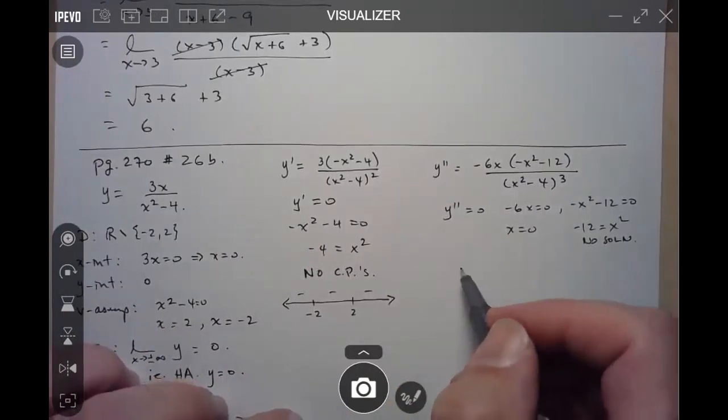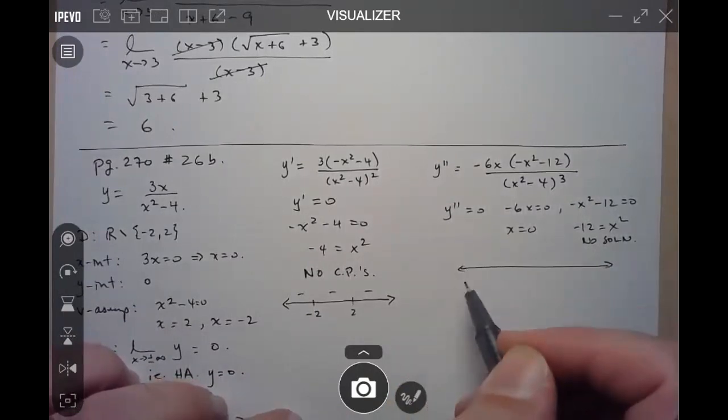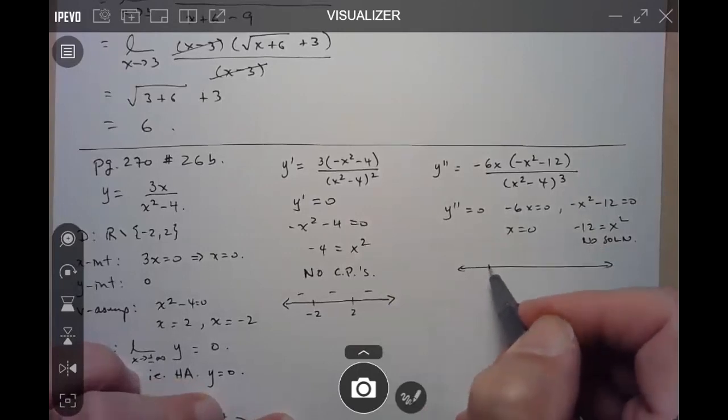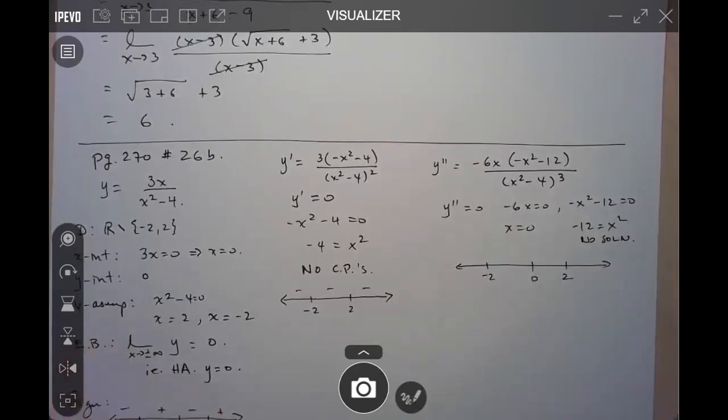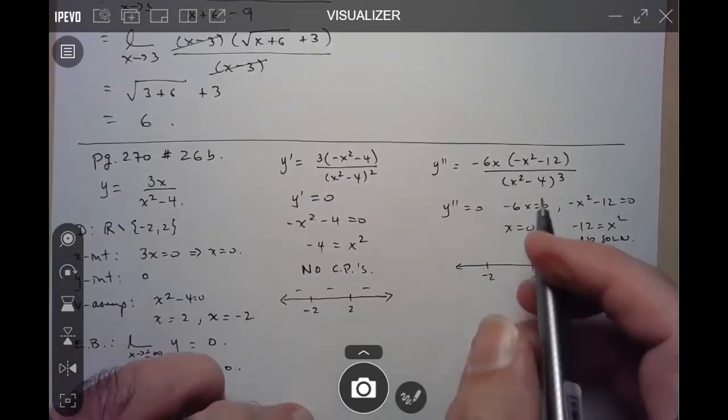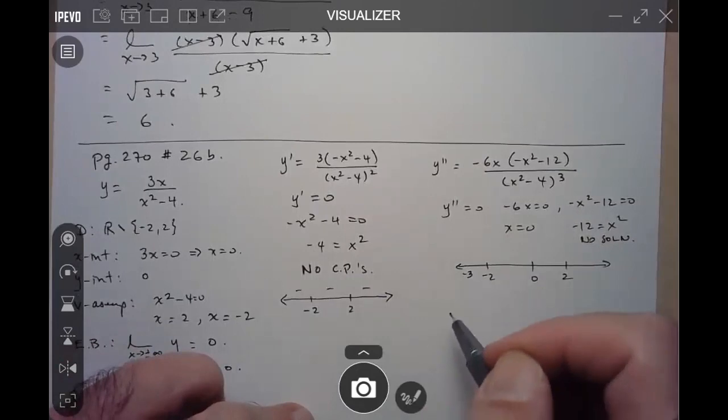So now I will find the sign of the second derivative. Of course, I'm still going to include negative 2 and 2, because the sign of the second derivative also gives me the concavity. All right. So here, let's pick, I don't know, negative 3. So what do we have here?